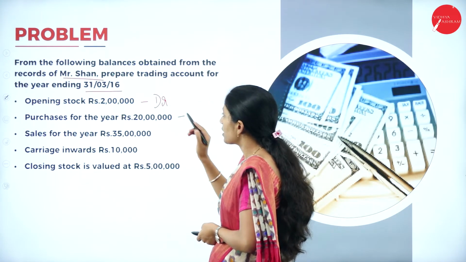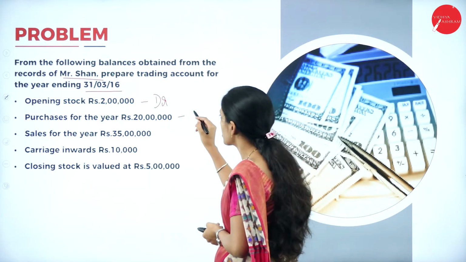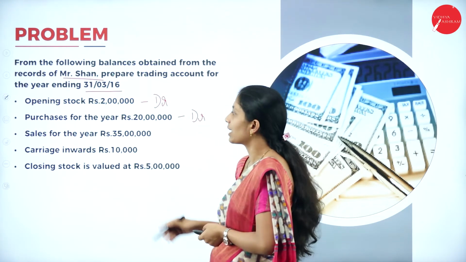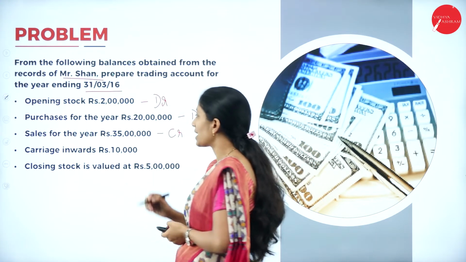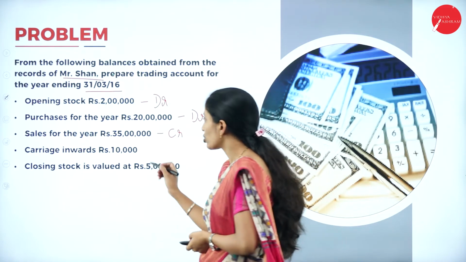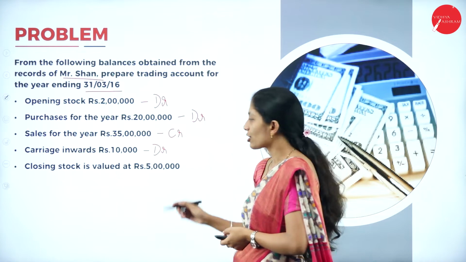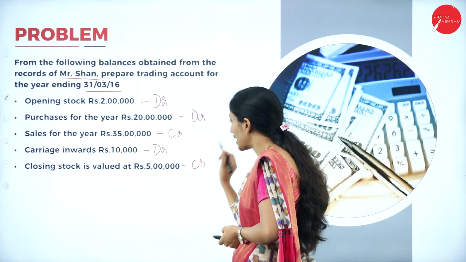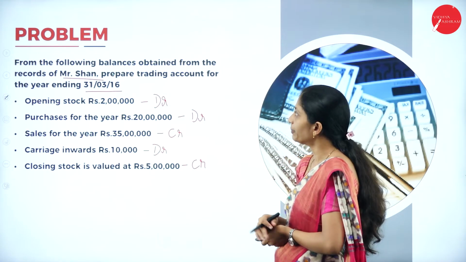Next, purchases, how do you write? To opening stock, to purchases. So here also it is debit side. Sales for the year, we will record in the credit side as by sales. Carriage inward is a direct expense, debit side. Next, closing stock, we will record in the credit side. Easy problem. Okay, so we shall directly go through the solution now.